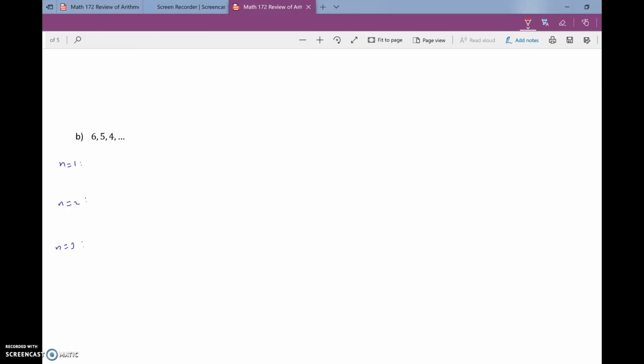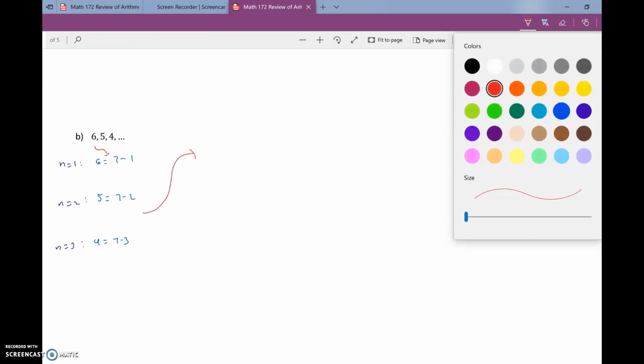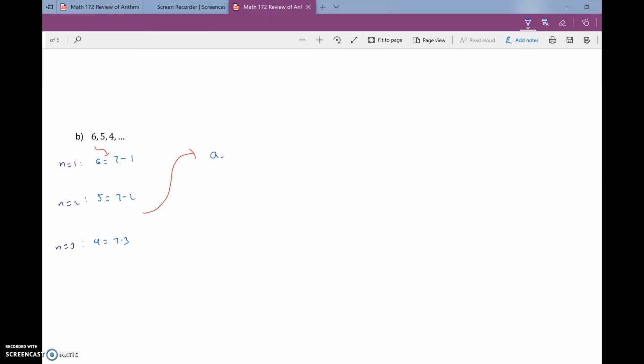So for example, the value of 6 could be expressed as 7 minus 1. So in this case I'm saying that 6 is equal to 7 minus 1. 5 is equal to 7 minus 2. And 4 is equal to 7 minus 3. So it appears that one pattern at least, a sub n is equal to 7 minus n. That would give us a pattern for this particular one.